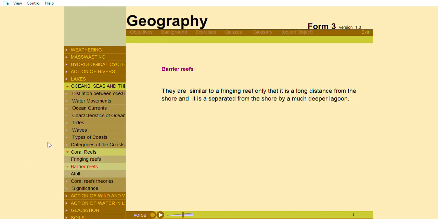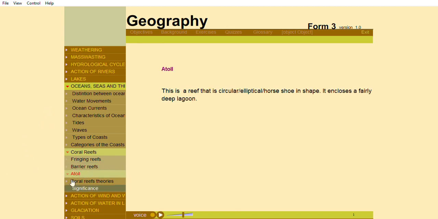Barrier reefs. They are similar to a fringing reef, only that it is a long distance from the shore and it is separated from the shore by a much deeper lagoon. Atoll. This is a reef that is circular or elliptical or horseshoe in shape. It encloses a fairly deep lagoon.